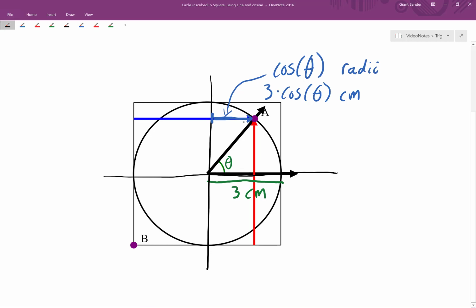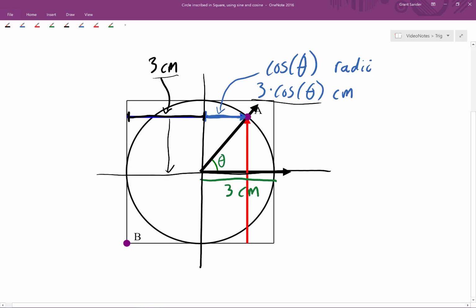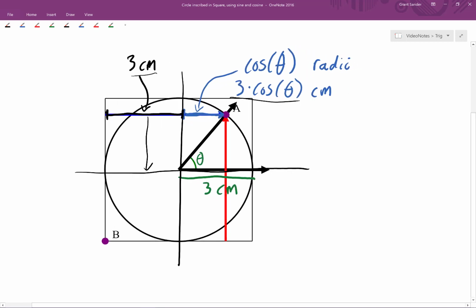So if that represents that distance in centimeters, we actually know that this distance right here is 3 centimeters, because that distance is really just the radius of the circle. If you imagined moving that segment down, that's really just the radius of the circle, which is 3 centimeters. So if you combine the 3 centimeters plus the 3 times cosine of theta centimeters, we end up with that entire segment that is now kind of hidden by my drawing. That's going to be 3 plus 3 times cosine of theta centimeters long.